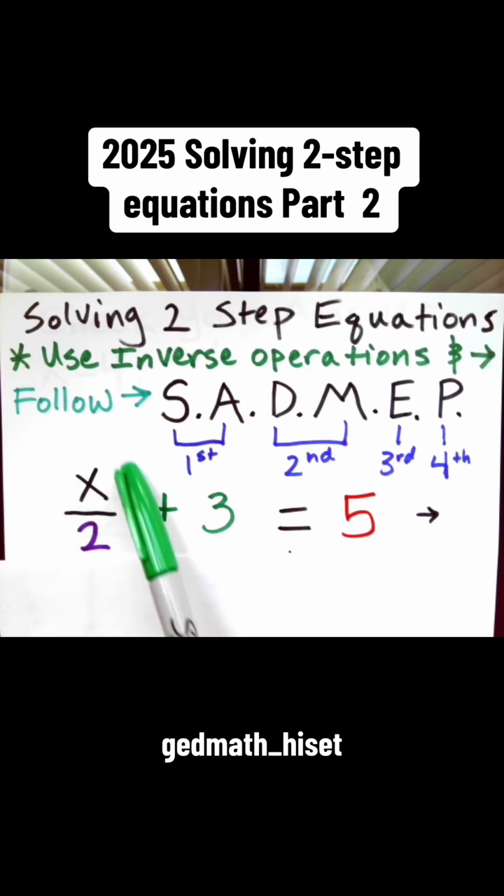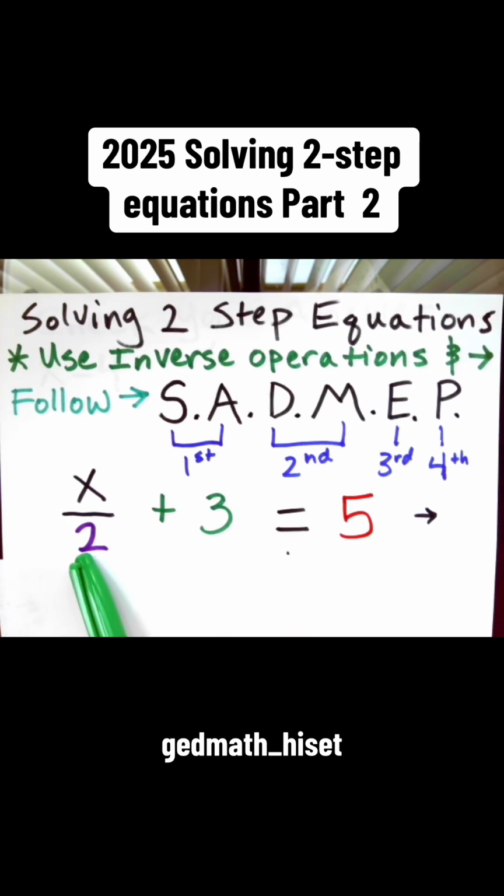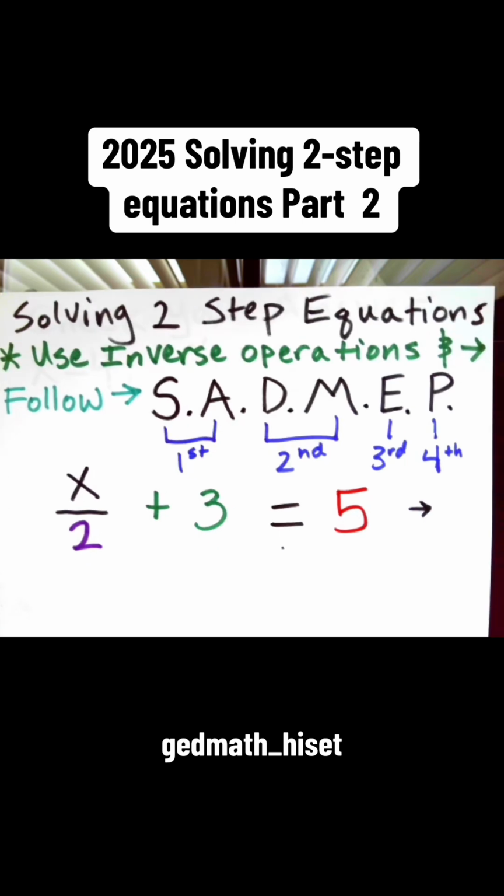My goal is to get x all alone on one side of the equal sign, which means I have to take two steps. I'm going to have to turn this positive 3 into a 0 by doing the opposite of adding, which would be subtracting 3 to both sides. Then I need to eliminate 2 in the denominator's place. What's the opposite of division? It's multiplication. So I'll multiply 2 for my second step to both sides of the equal sign. There I will have my variable x all by itself on one side of the equal sign.